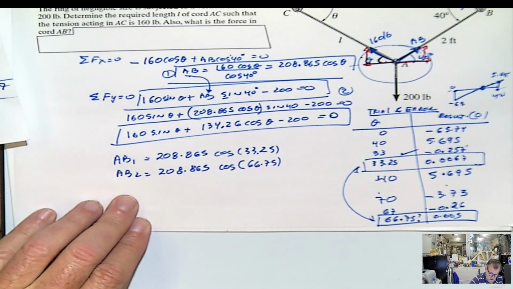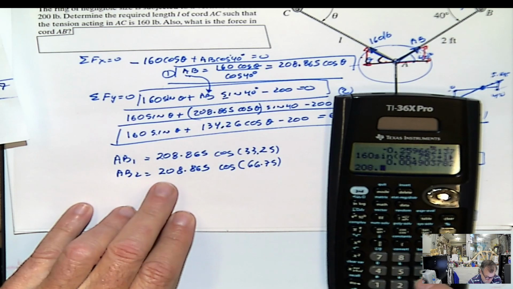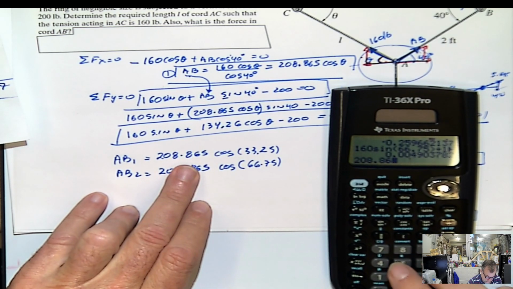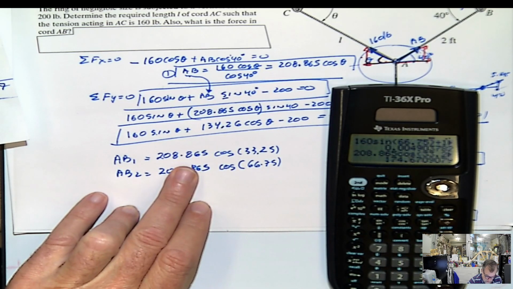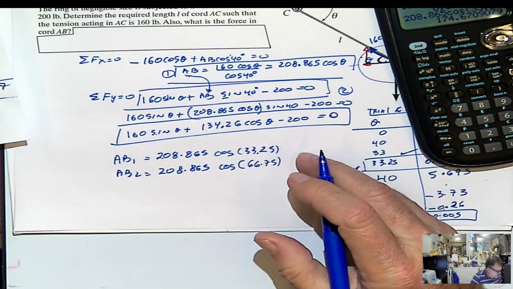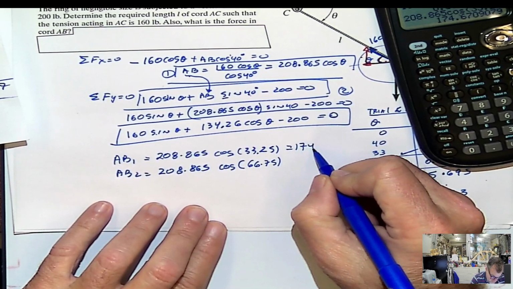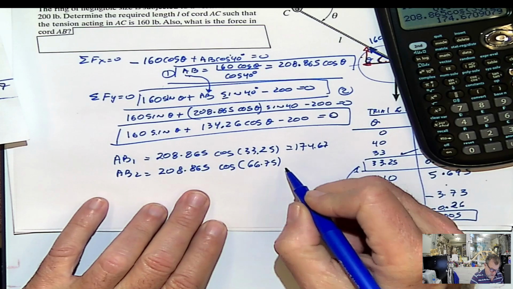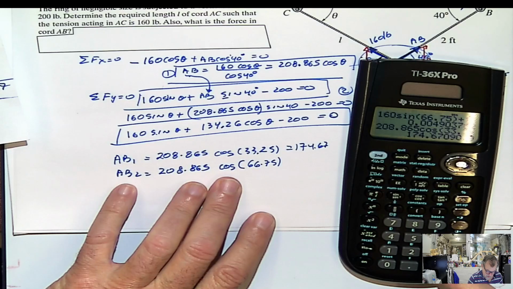For the first one, it will be 208.865 cosine of 33.25. The first value for AB will be 174.67 pounds, and the second possible value for AB will be, let me just change the angle.